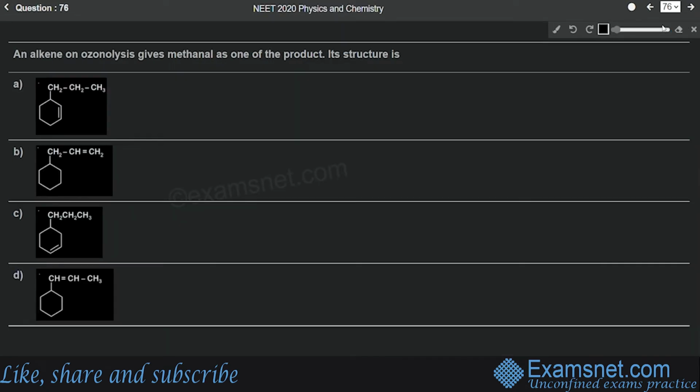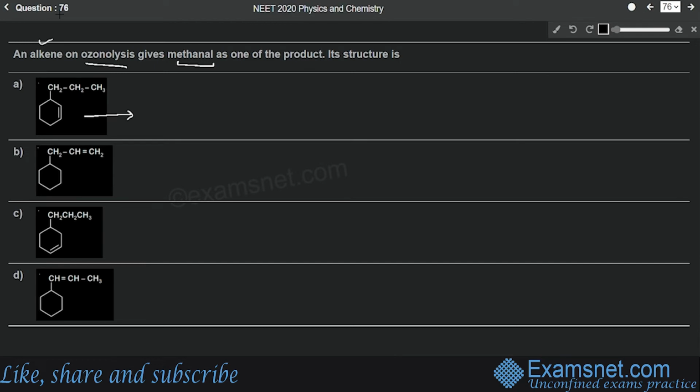Now question number 76 is from the chapter hydrocarbons, and the question is: an alkene on ozonolysis gives methanal as one of the products. Its structure is... Okay, so ozonolysis, that means lysis or breakdown of bonds due to the reaction with ozone, right? So let's write the reaction of each one of them to see which one will be the correct answer. So let's start with the first one.